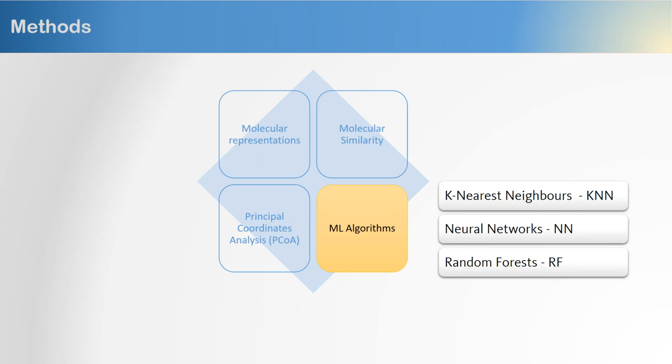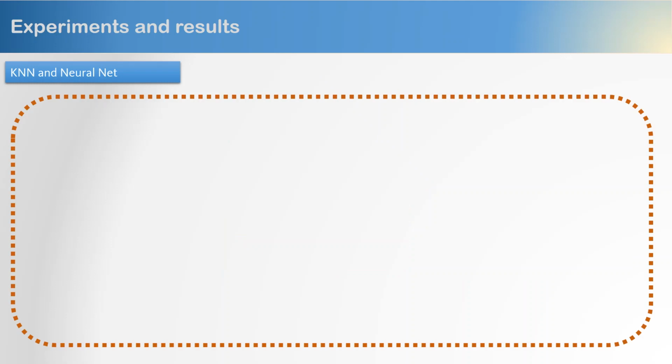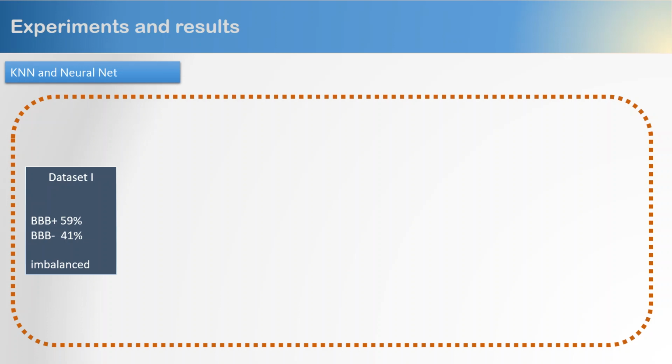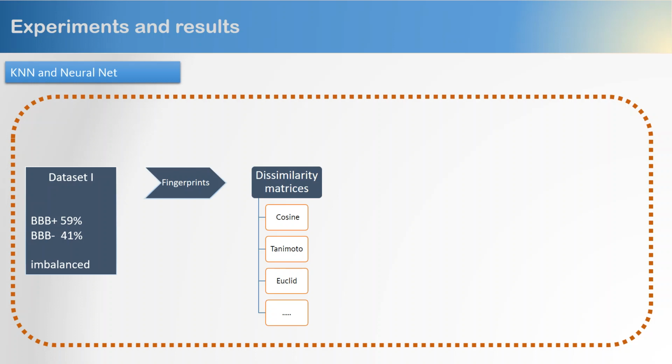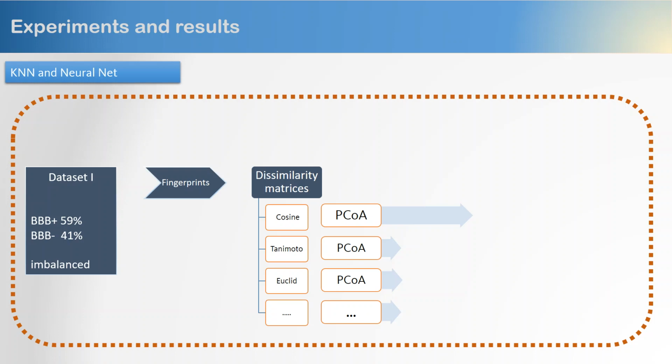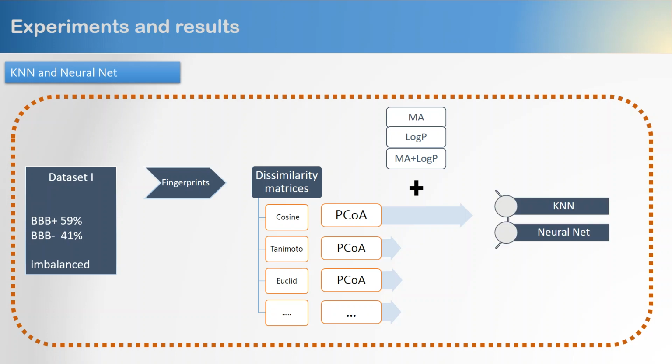Three machine learning algorithms were chosen: k-nearest neighbors, a neural network, and random forests. Identical pipelines were built for classification with KNN and neural nets. They used an imbalanced dataset 1, from which fingerprint representations were acquired and dissimilarity matrices computed. For each dissimilarity matrix, a PCoA outputs a vector of coordinates. Only then, molecular weight and log-P variables were added and fed to the ML algorithms. Different dimensions of PCoA were also tested, as well as a variable number of neighbors for KNN or neurons in the case of the neural net.